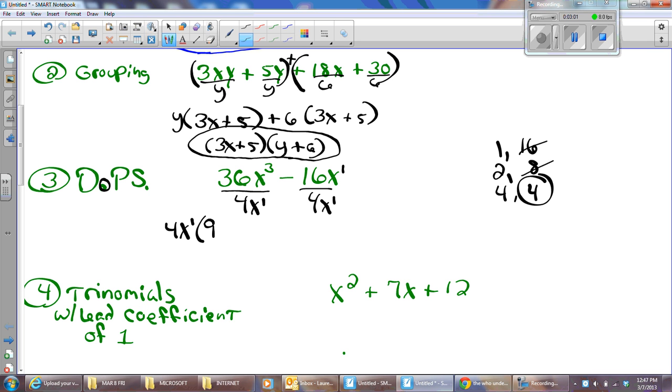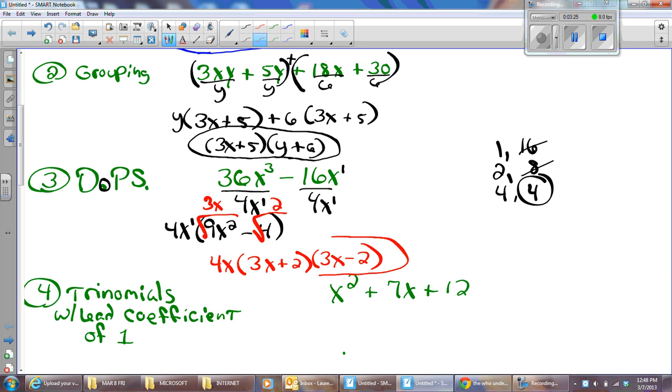And then I'm going to have a 9x squared minus a 4. Now I look inside here, and I notice that 9x squared is a perfect square, right? Square root is 3x. 4 is a perfect square, 2. So my answer ends up being 4x times the quantity of 3x plus a 2 times the quantity of 3x minus a 2. And there you go. Now, not all difference of perfect square problems will have a GCF, but in this case it does.